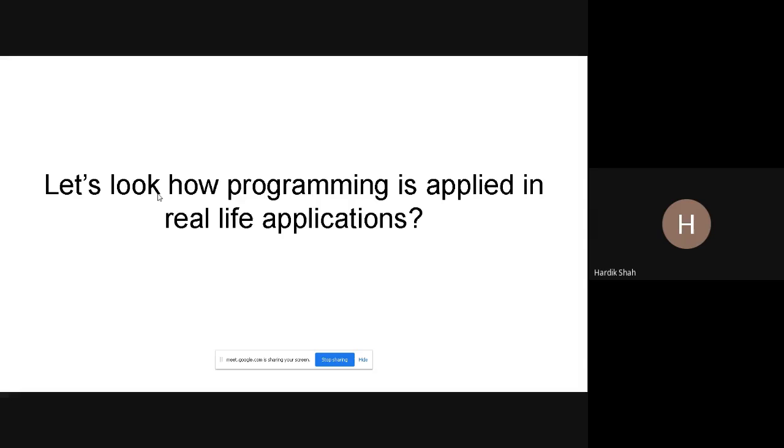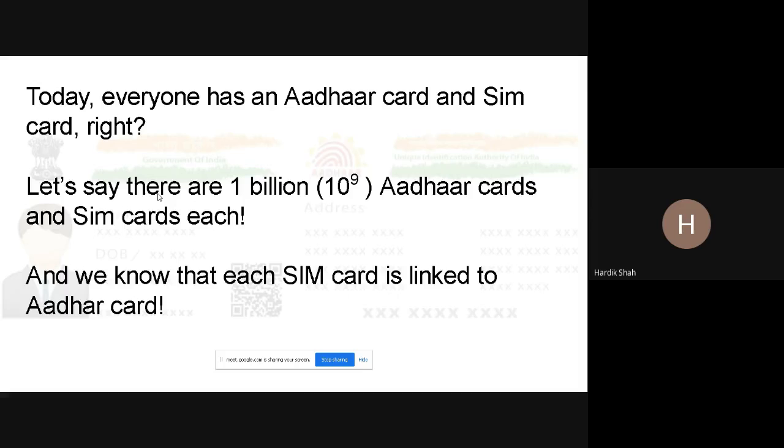So, now we have picked a language, we have picked a spot to do the practice on. But what is the real use of programming in real life applications, right? Let's see that. So, considering India, everyone has an Aadhaar card and a SIM card, right?